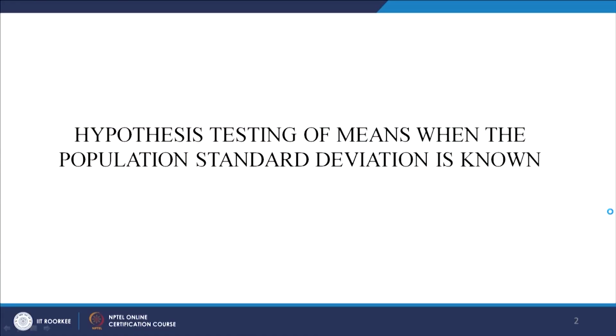The first case today is hypothesis testing of means when the population standard deviation is known. But let me tell you, this is a very rare case. The population standard deviation is generally unknown, and you are not aware of the population, so population parameters are mostly unknown to you. But anyway, let us assume this is the first case and you are aware of the population standard deviation.